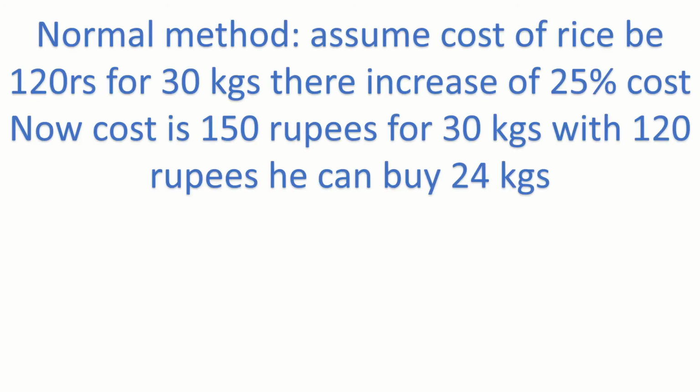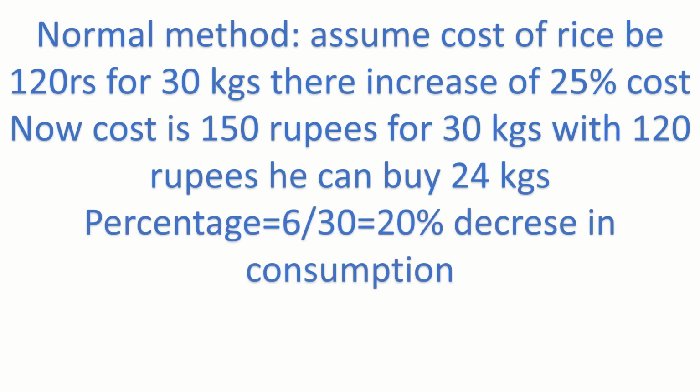Normally this question is solved by assuming 30 kgs of rice costs 120 rupees, any typical amount that is a multiple of 30, so that you can solve it very easily. An increase of 25% means 150 rupees for 30 kgs. With 120 rupees, you can only buy 24 kgs. Means there is a reduction of 6 kgs per 30 kgs. So there is a 20% decrease in consumption.